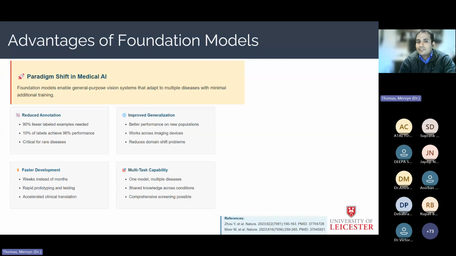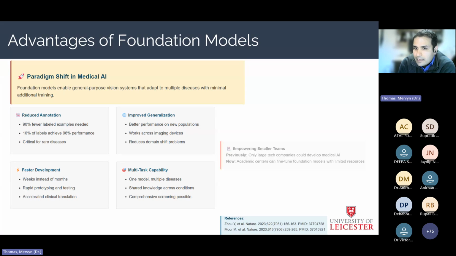So what are the advantages of foundation models? This brings us to a paradigm shift in medical AI: foundation models. Think of these as the ChatGPT of medical imaging. And one particular foundation model, which I will talk about, is called RETFound. RETFound was trained on 1.6 million unlabeled images. And this in turn can achieve almost 80% of full performance with just 10% of labeled training data. And then academic centers can fine-tune these models with very limited resources.